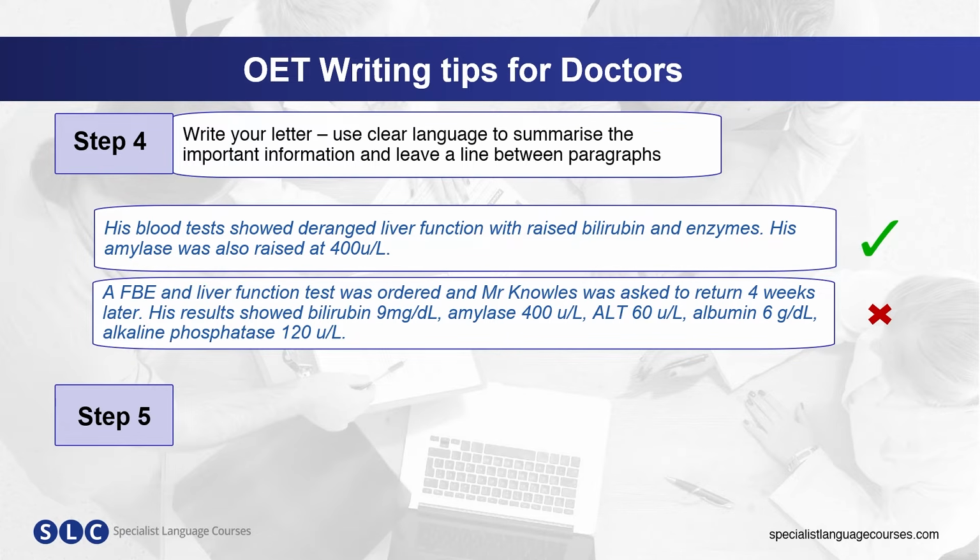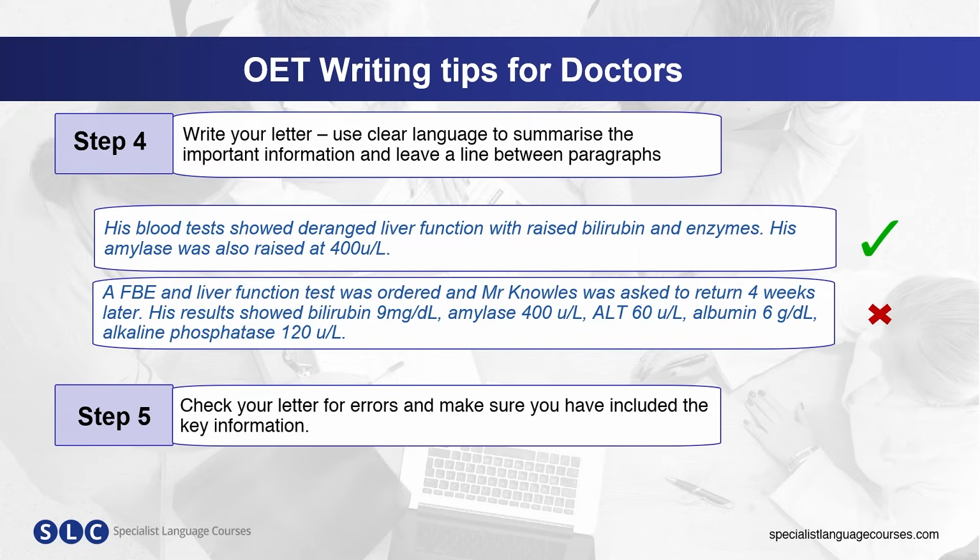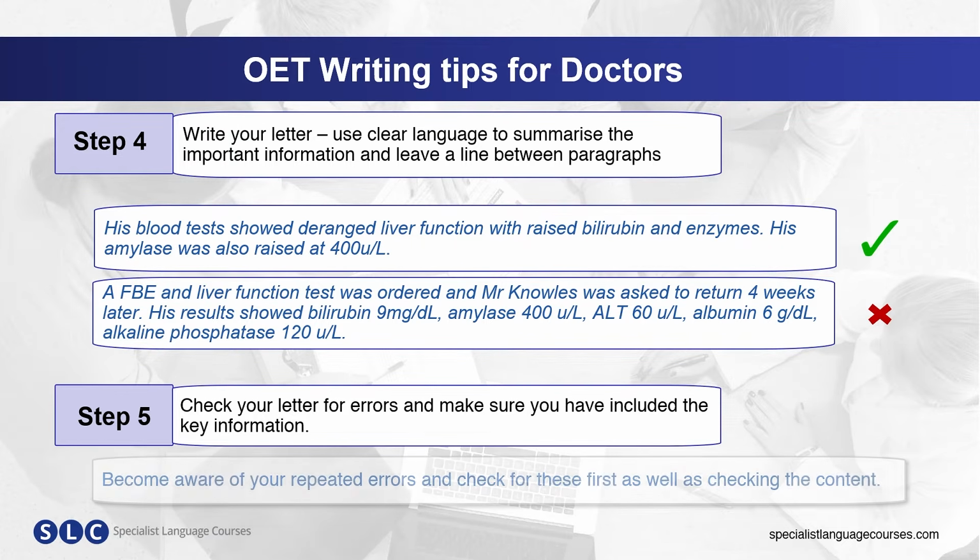Finally, step 5, check your letter for errors and make sure you have included the key information. You can use your plan as a checklist to make sure you've included all the relevant information and become aware of your repeated language errors. Check for these first rather than just reading through your letter. For example, if you know you often make mistakes with articles, then look for this first.